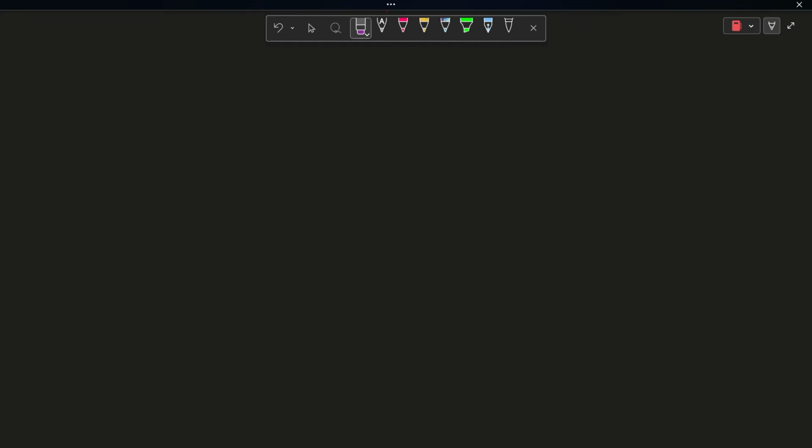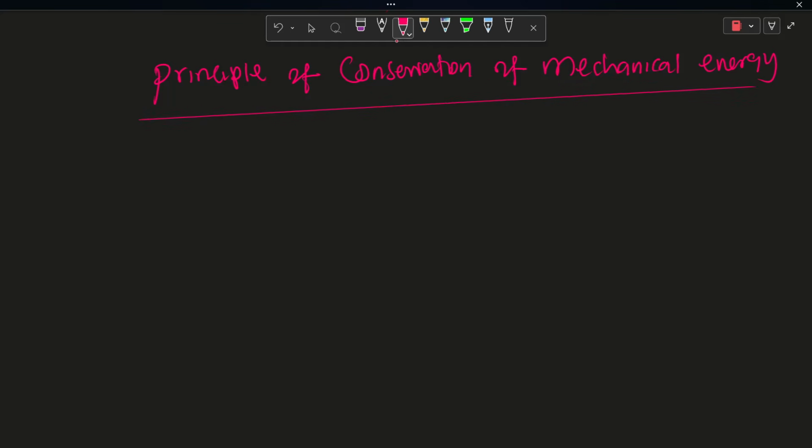Let's talk about the principle of conservation of mechanical energy. That is the last part. It's called the principle of conservation of mechanical energy. All right, we want to look at the principle now. And then what is happening, guys? Let's try to define it.